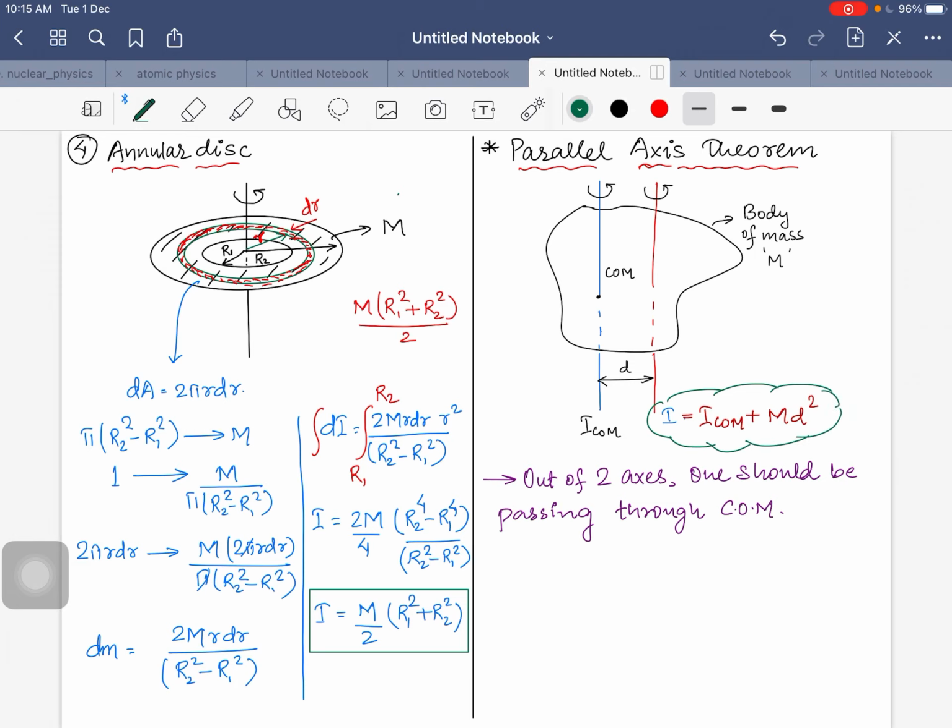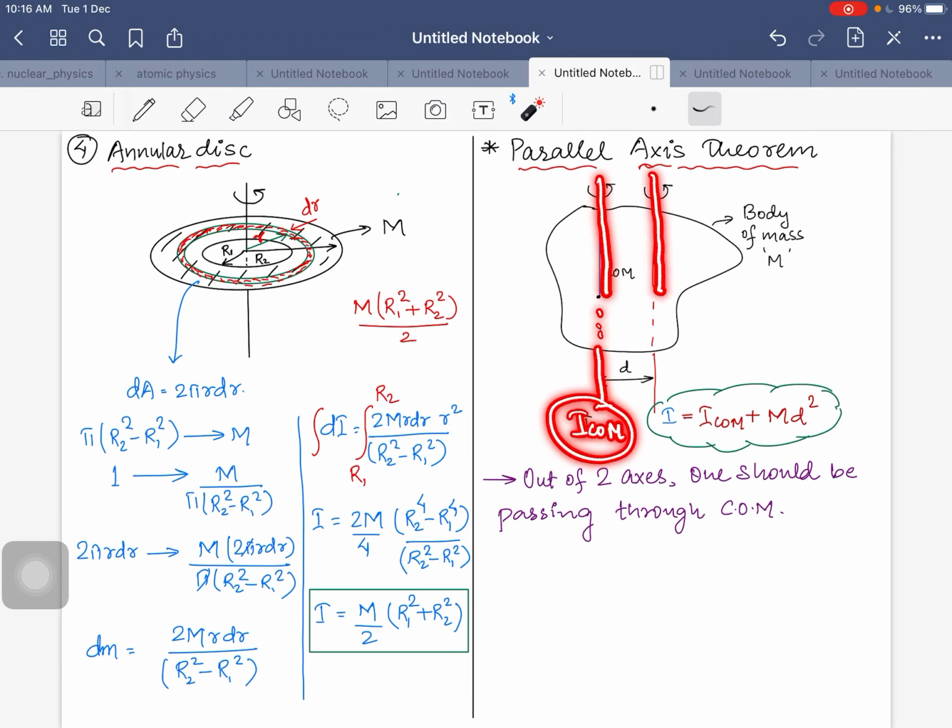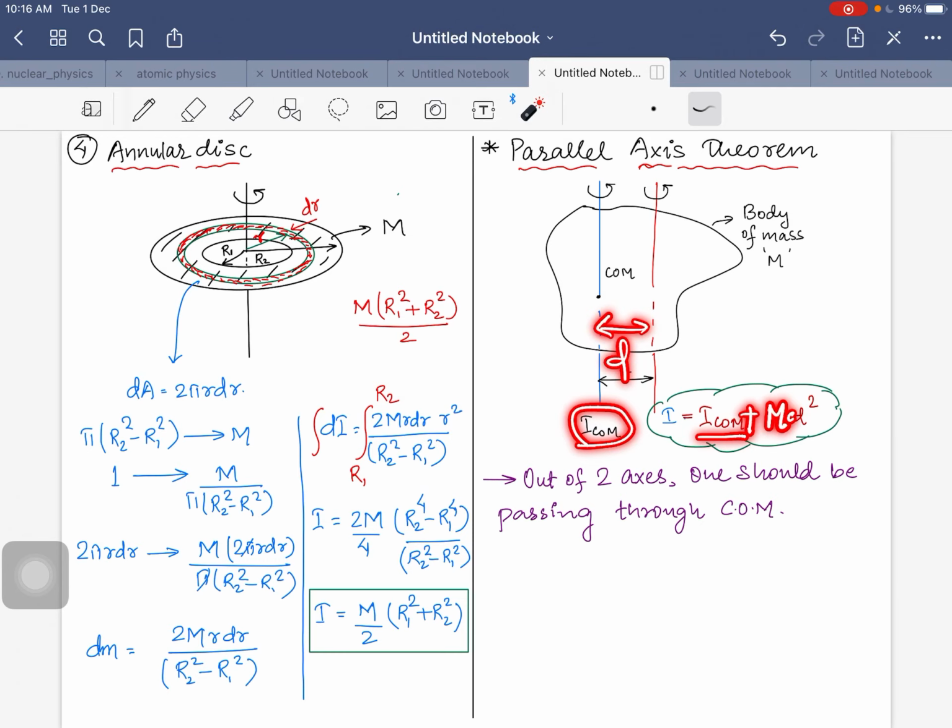Have you got? This axis, suppose the axis that is passing through the center of mass, the moment of inertia is known, IC1. We want to calculate the moment of inertia about this axis, which is parallel to this axis and is at a distance of a. If the body will rotate about this axis, then what will the moment of inertia? So it will be IC1, means this part, plus m into the distance between the axis whole square.